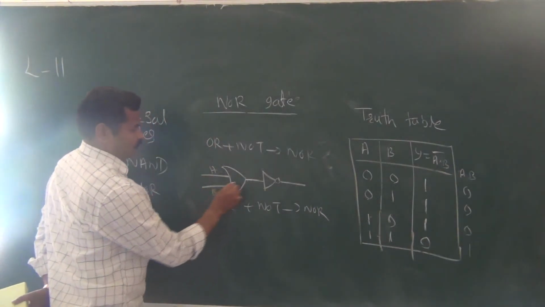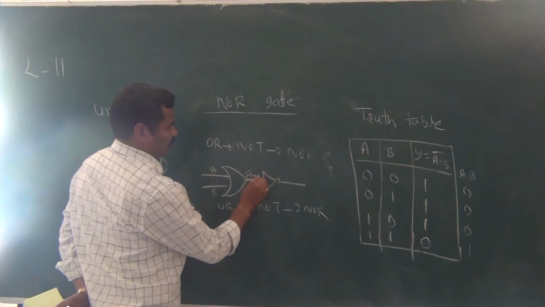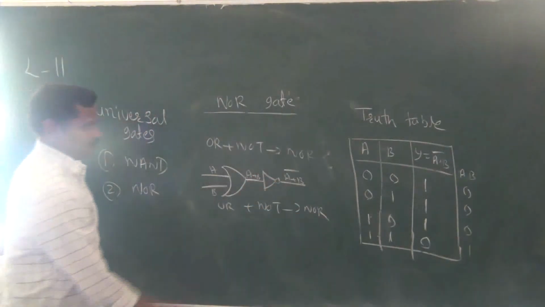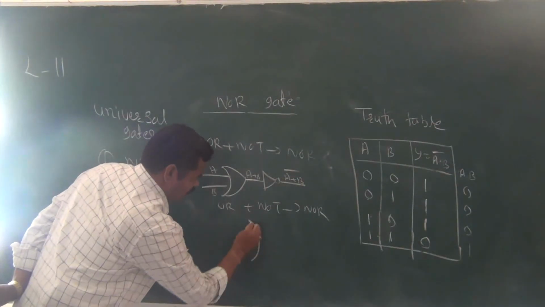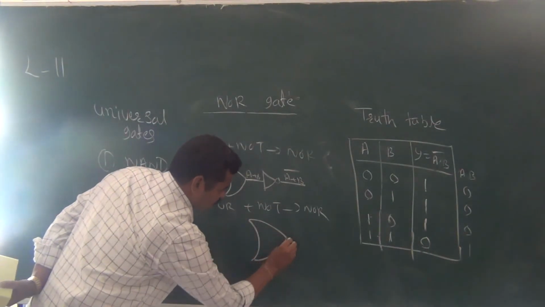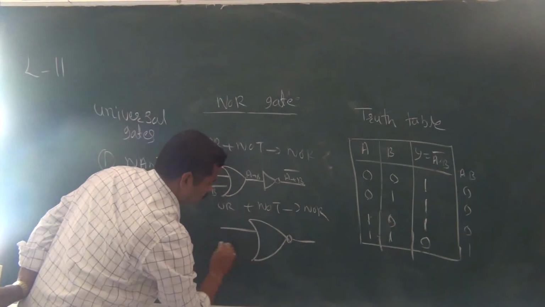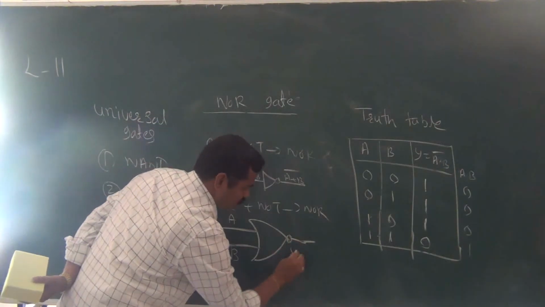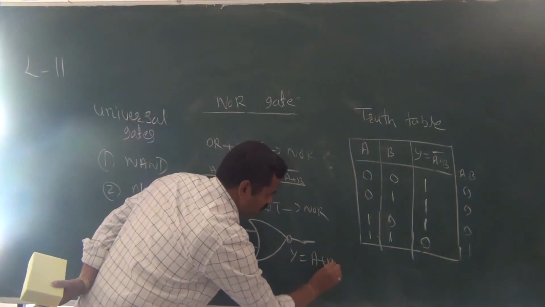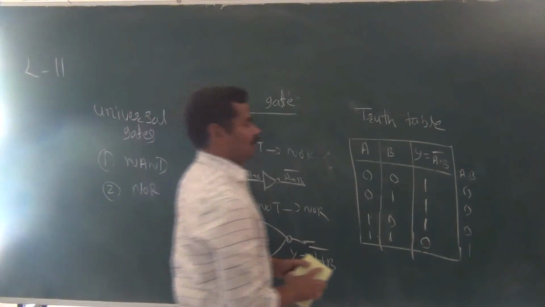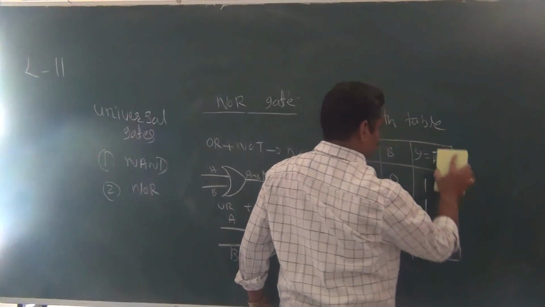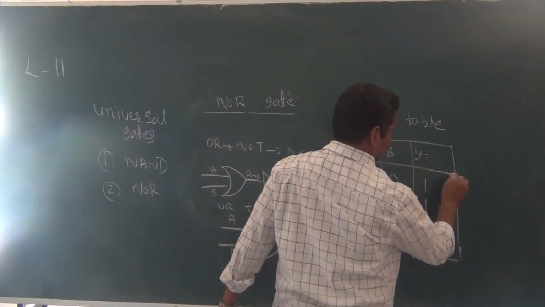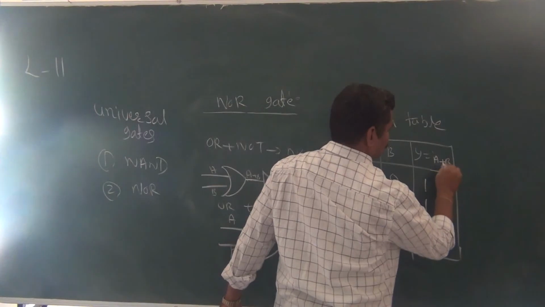Y equals (A plus B) bar. And as usual, you can draw the symbol. The important thing is to arrange the bubble. As usual, A and B are inputs and Y equals A plus B bar. Here also you can write A plus B bar.